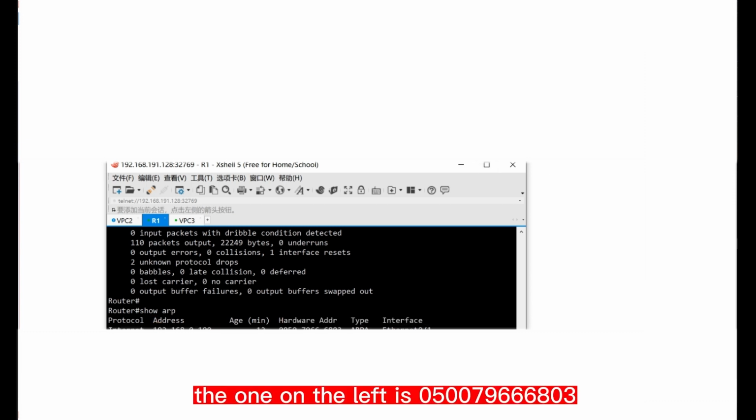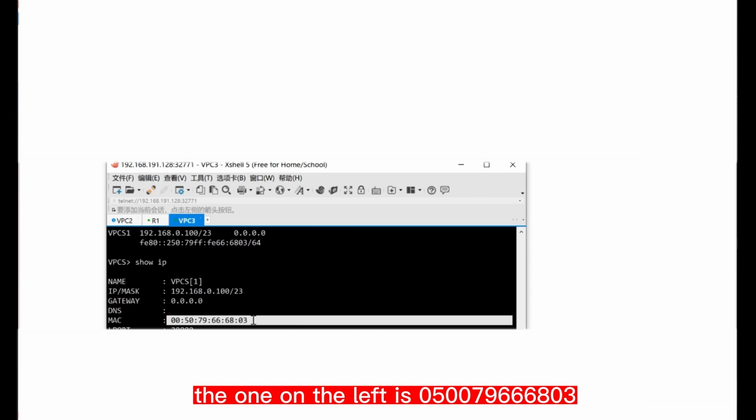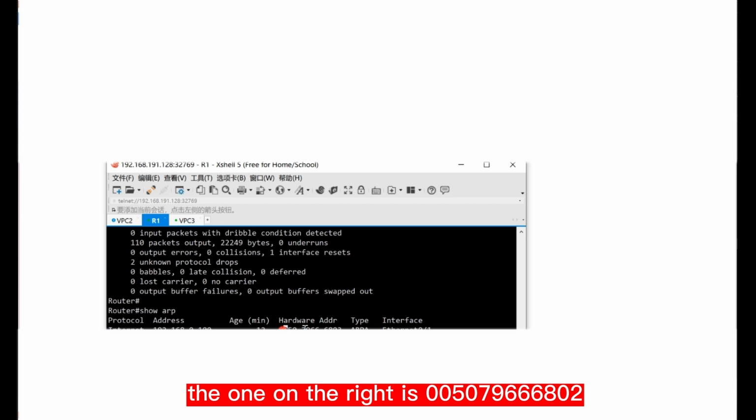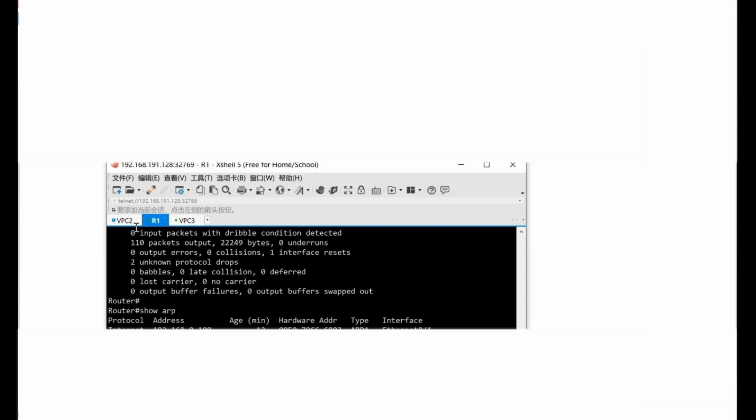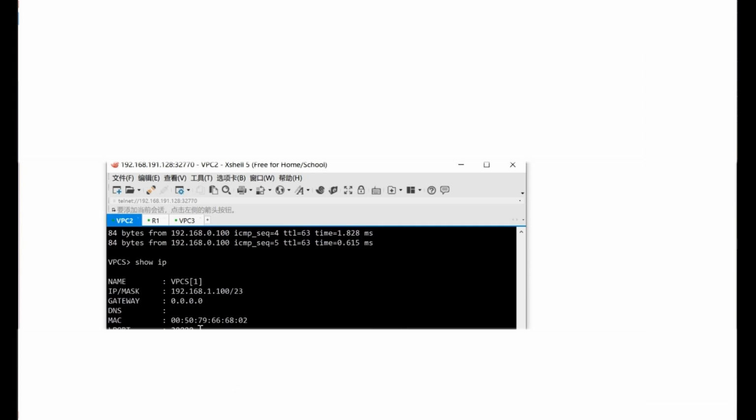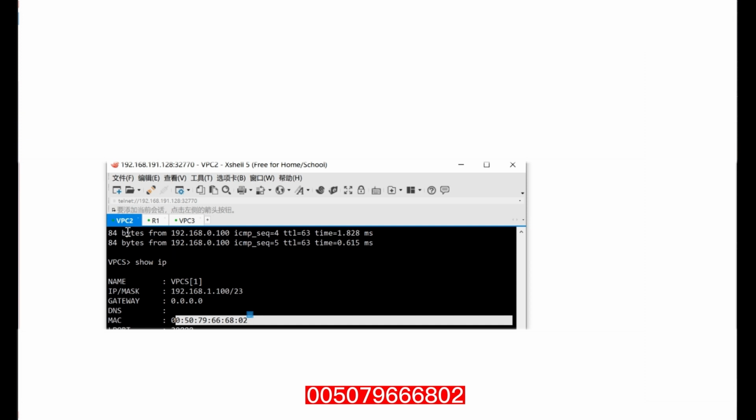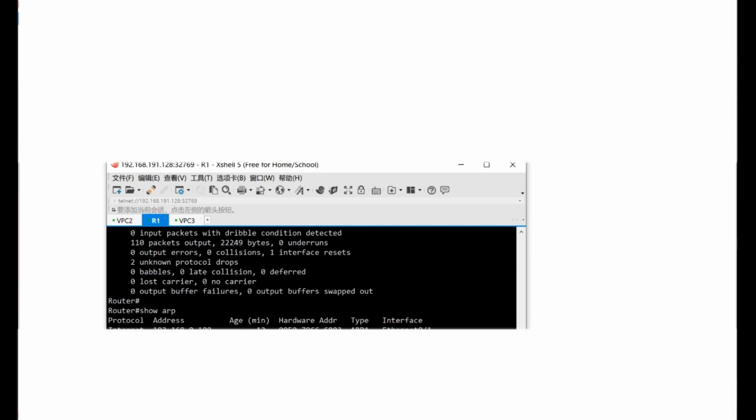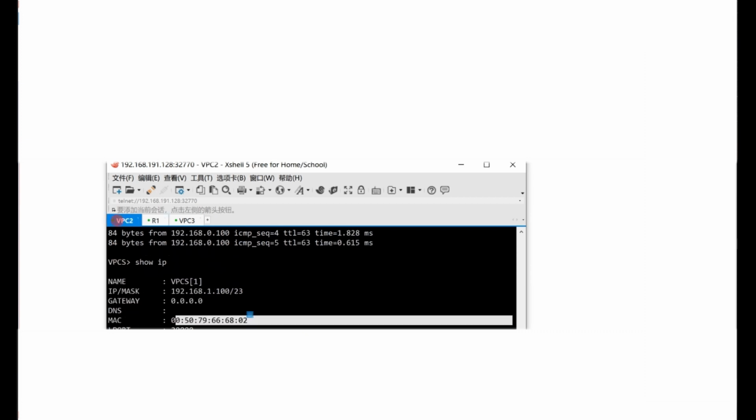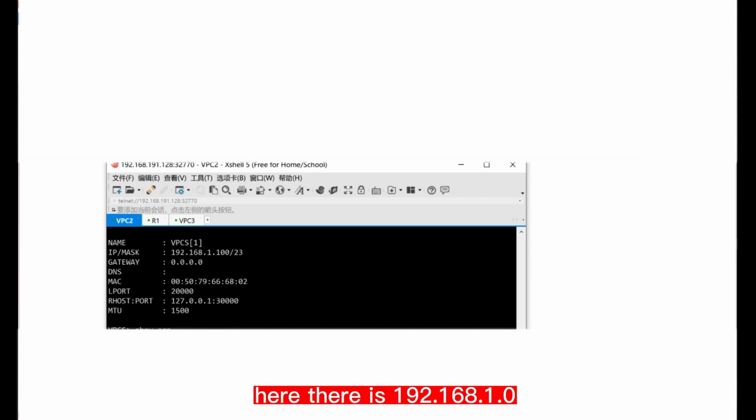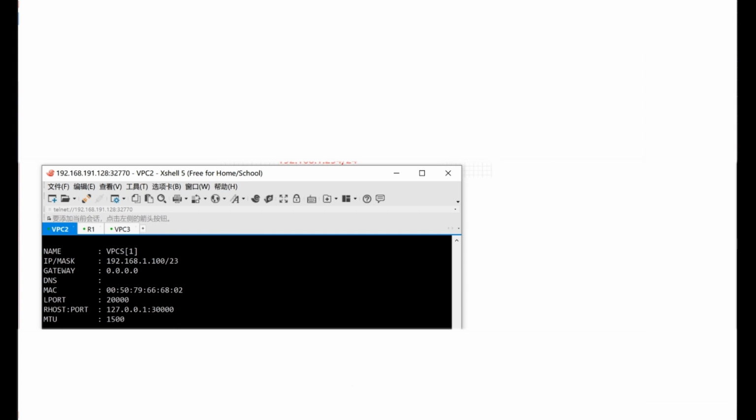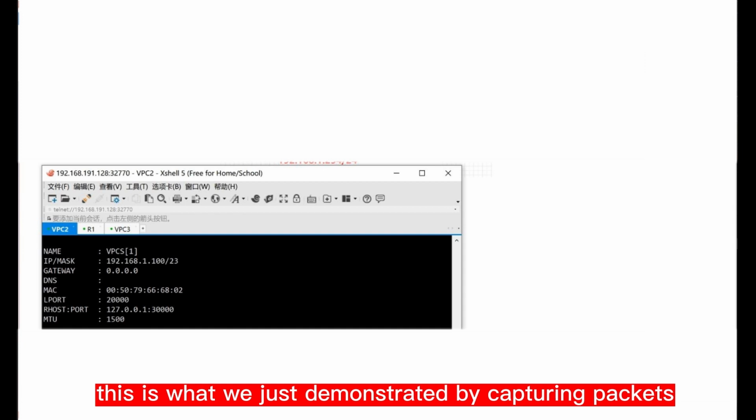The one on the left is 050079666803. The one on the right is 005079666802. We can also take a look here. 005079666802. This is the left PC. Let's check ARP on PC1. Everyone will find that here there is 192.168.1.0. That is the ARP of the right PC. This is what we just demonstrated by capturing packets.